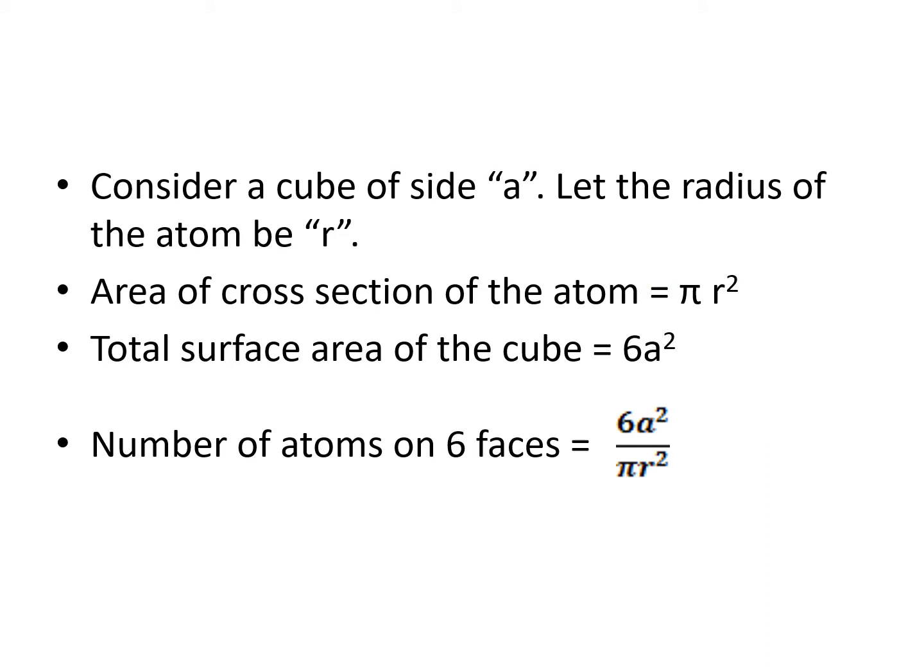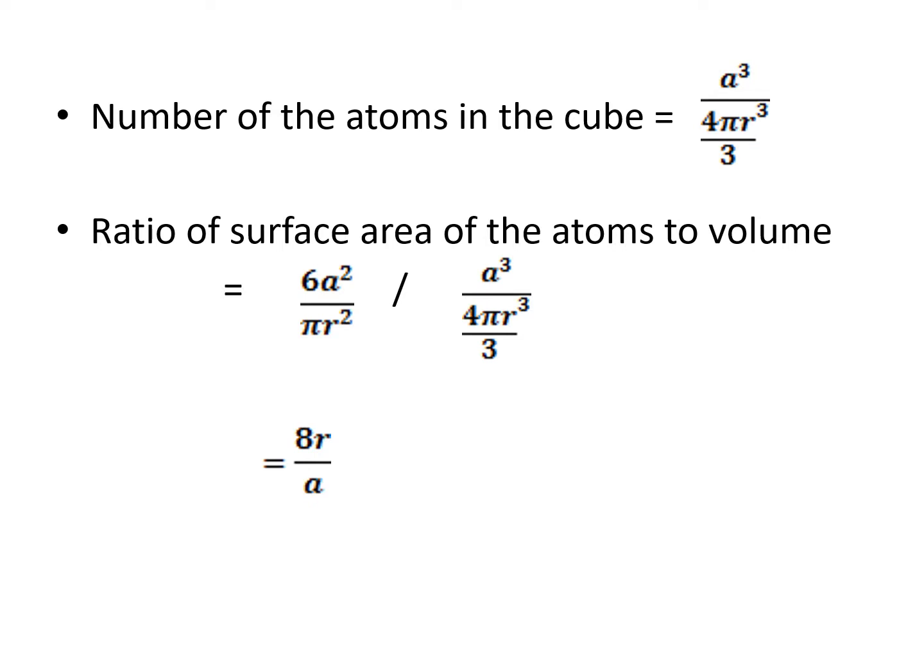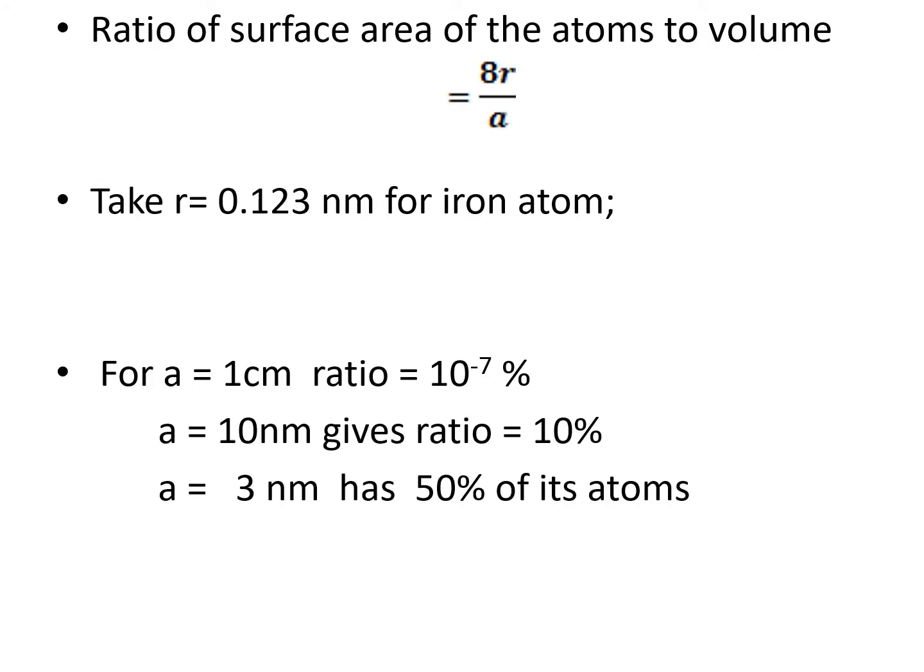Now, the same calculation you can do for a cube also, for which you can refer to your textbook. There what they have done is they have found the total surface area of the cube, they have found the area of cross section of the atom, so they have found the number of atoms on the six faces, then the volume of the cube as a cube and the volume of each atom as 4 by 3 pi r cube. Again you find the ratio and you will get the result that it is proportional to 1 by a, where a is the side of the cube. So for any three-dimensional shape this is true. When the size becomes small, the fraction of atoms on the surface becomes large.